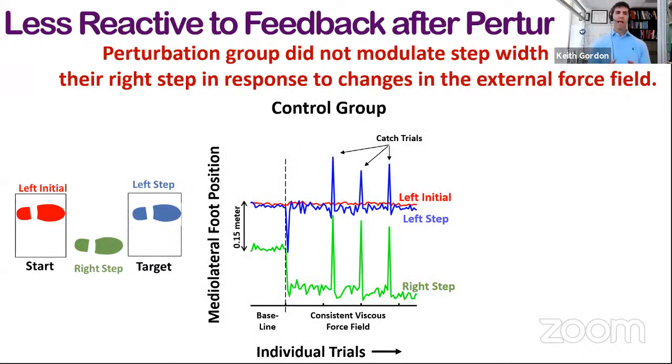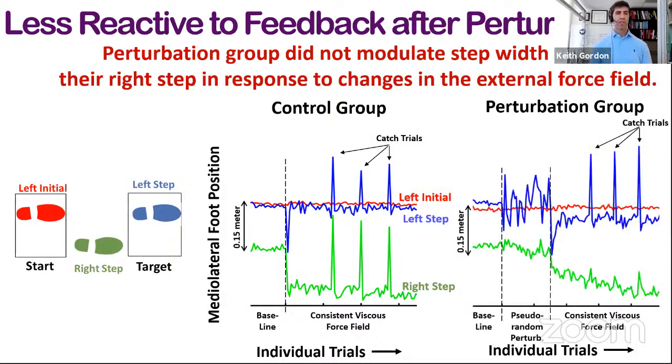Okay, this figure shows the average medial lateral foot position for all the participants in the control group during every baseline and consistent viscous force field trial. If we take a look at the right, or the first step participants took during the CATCH trials, these gigantic green spikes on this graph, when participants were unexpectedly falling to the left due to the absence of the viscous force field, we see that participants immediately adjusted their lateral foot placement and took a narrower step. The response to the CATCH trial most clearly illustrates that the control group made substantial and immediate modulations to their foot placement in response to changes in the external environment.